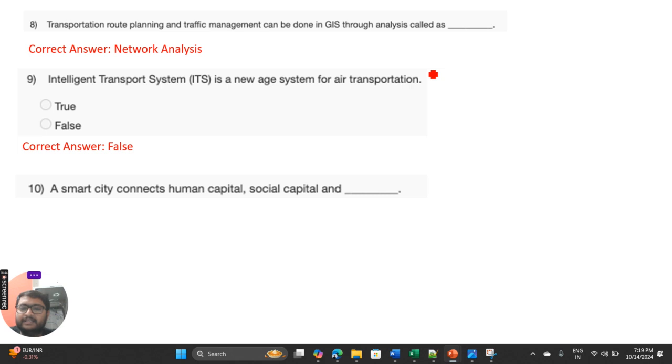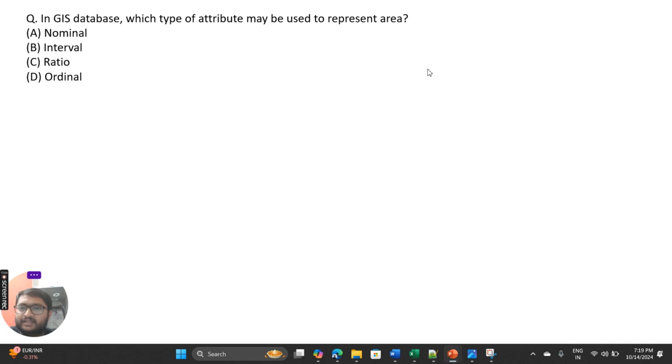And a smart city connects human capital, social capital, and ICT infrastructure. So this is a very subjective question, so we'll not go into that. This had come in the paper; these are from NPTEL previous year's assignments. Okay, so now we will move towards the questions on GIS from GATE examination papers.